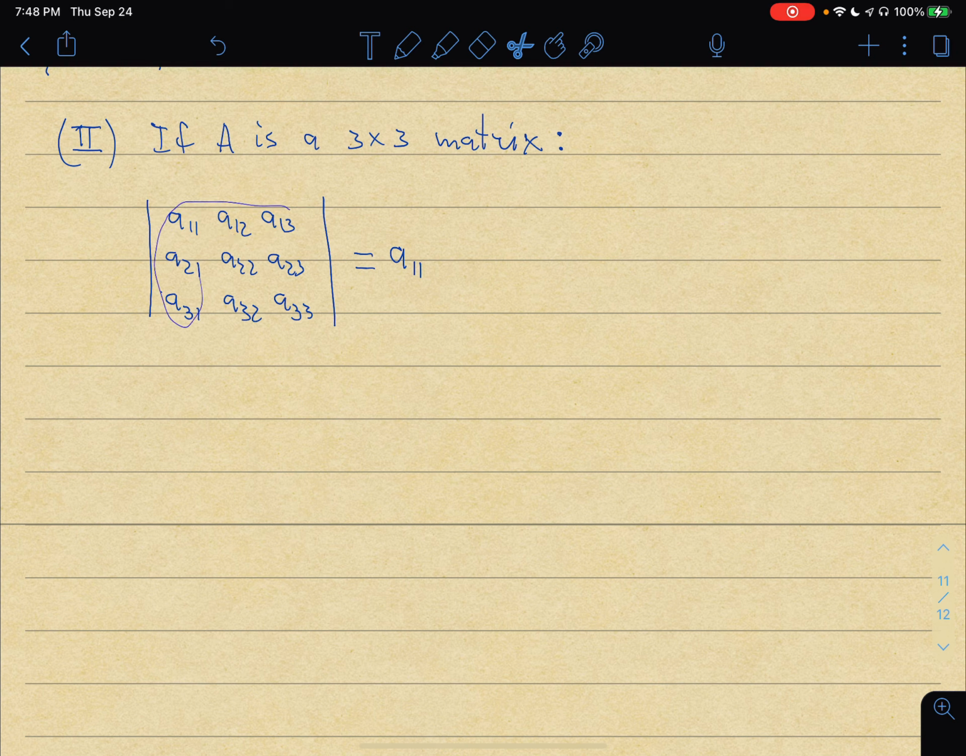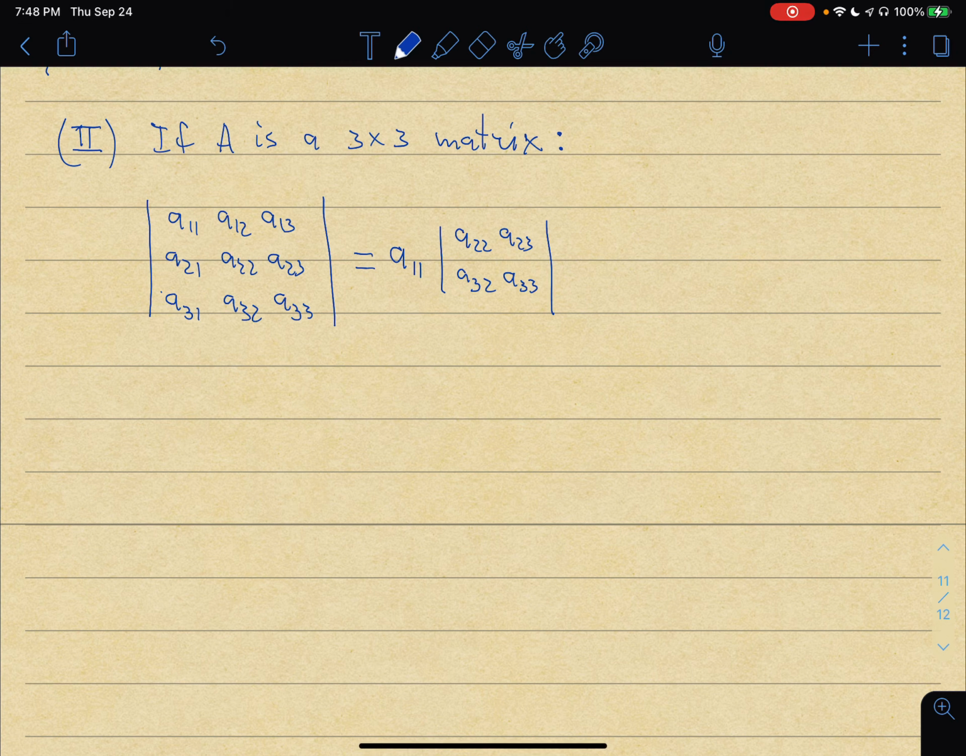And if I do this, then the elements circled are gone, and what is left is just a 2 by 2 matrix. And I'm going to take the determinant of this 2 by 2 matrix, so it's A22, A23, A32, A33.